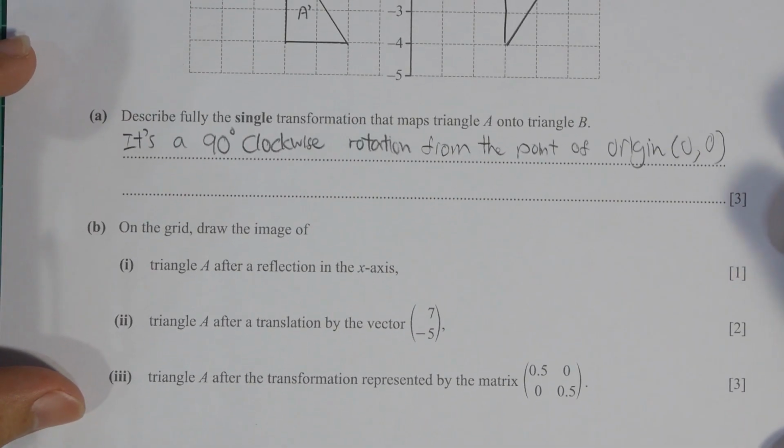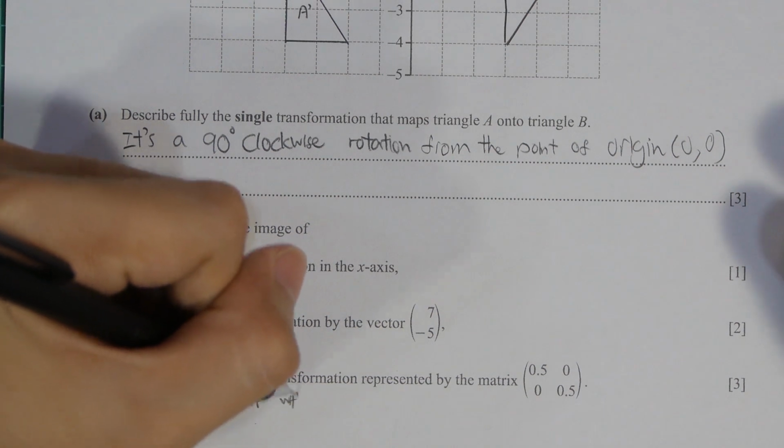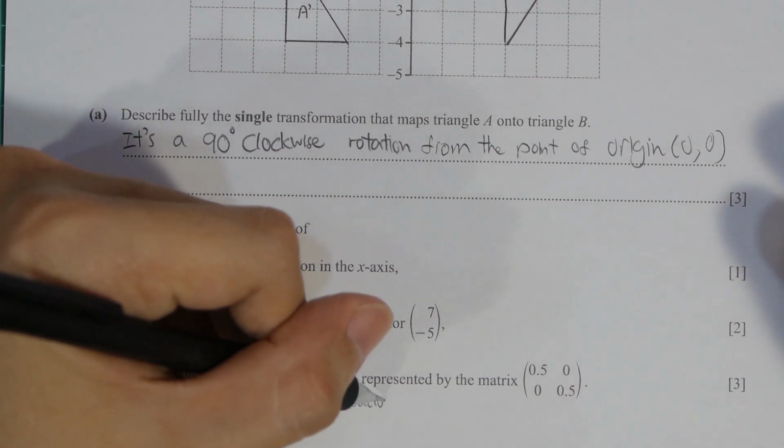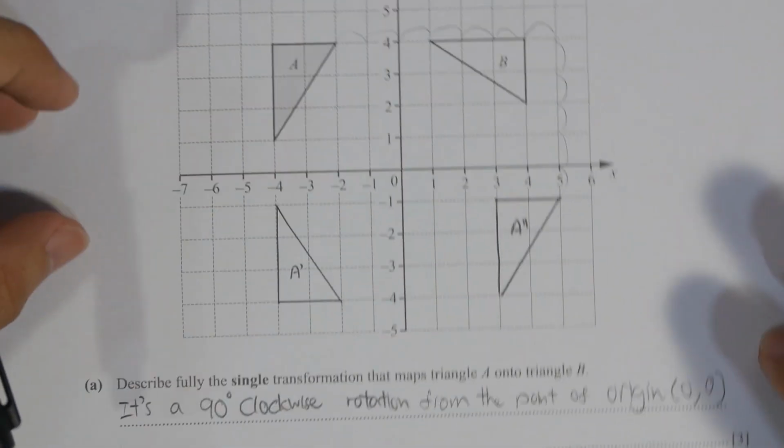So the tricky one will actually be part 3, where it is actually an enlargement from the point of origin with a scale factor of 0.5, which is also 1/2 in our case.